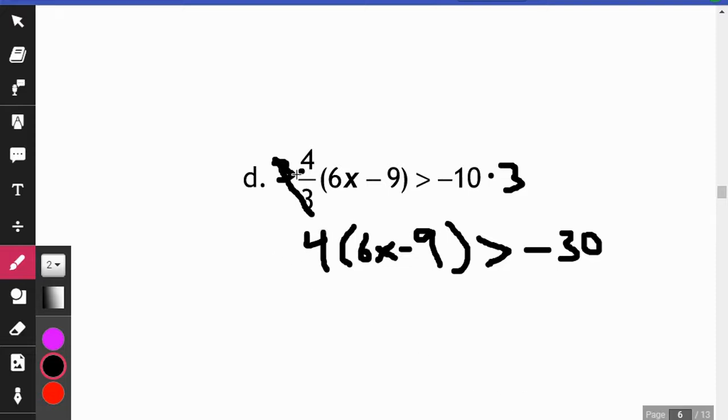Now I can get rid of the parentheses. The nice thing is I got rid of the fraction. It's great. So now I'm going to distribute like so. I'm going to get 4 times 6 is 24. 4 times 9 is 36. Negative 9 is negative 36.